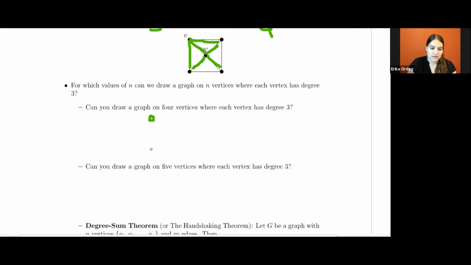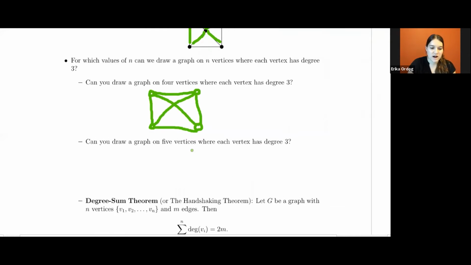Well, we can draw in our 4 vertices and then connect them with edges to try to get each one to have degree 3. So we can start by drawing in some edges. Now each vertex has degree 2, so I need to add in more edges. And we get this graph where each vertex has degree 3. Each vertex is connected to 3 edges. And yours might look a little different from this one, that's okay.